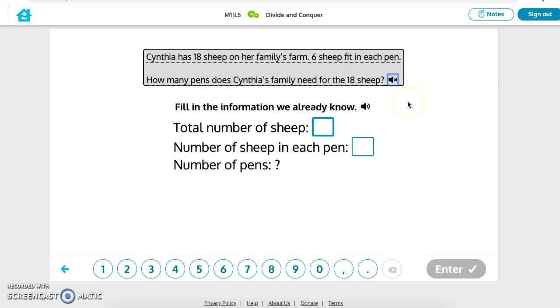Cynthia has 18 sheep on her family's farm. 6 sheep fit in each pen. How many pens does Cynthia's family need for the 18 sheep? Fill in the information we already know.